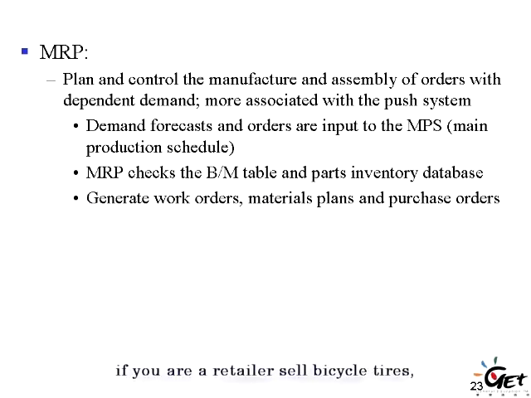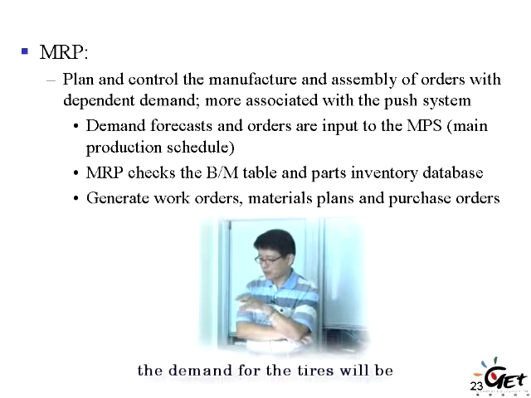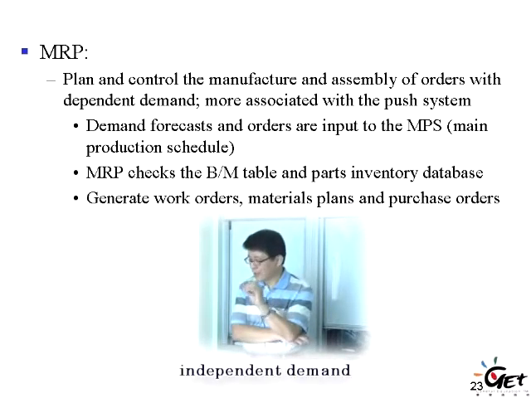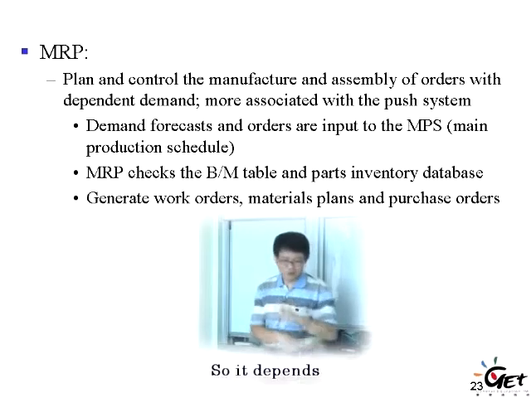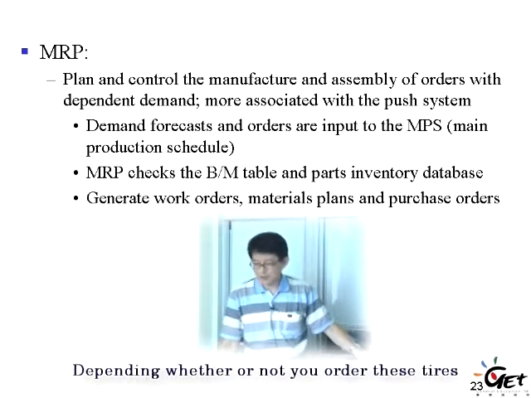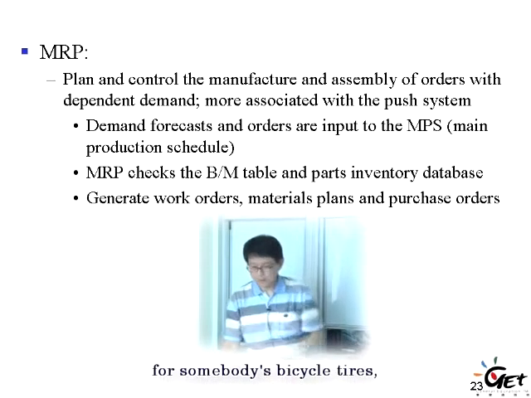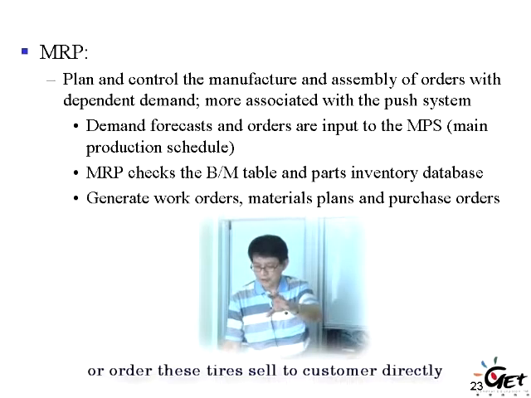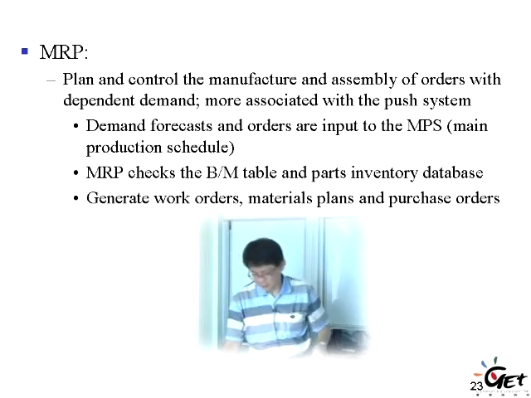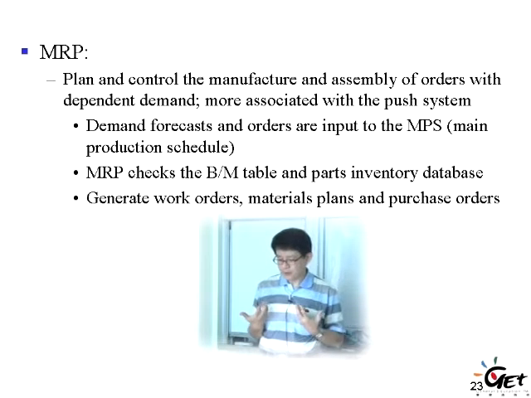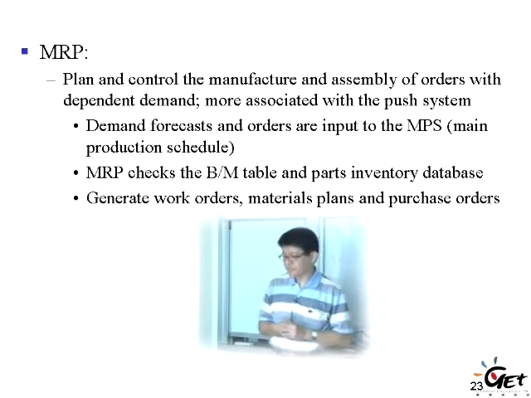Okay. However, if you are a retailer selling bicycle tires, then you place an order to the tire suppliers, right? Then in your store, this demand for the tires will be independent demand. So it depends, okay? It depends whether you order these tires to assemble the bicycles, or you order these tires to sell to customers directly. For the independent demand type, how do we manage the inventory? We use the tools.